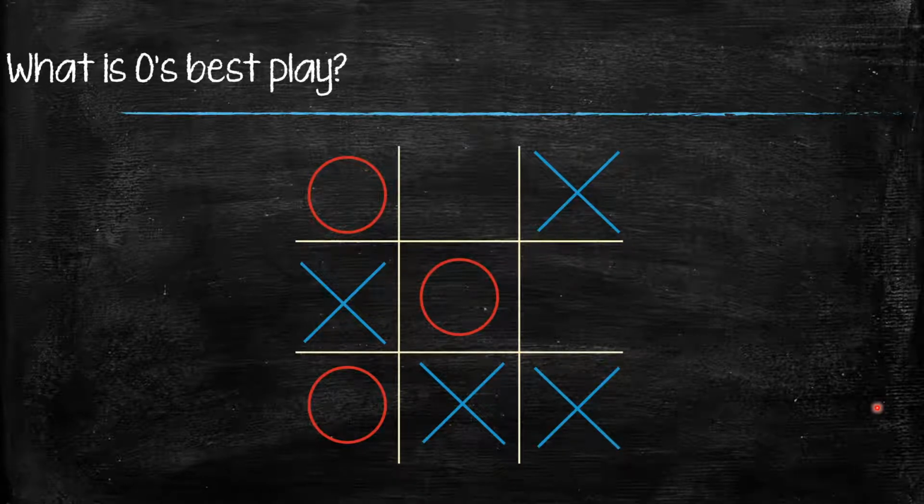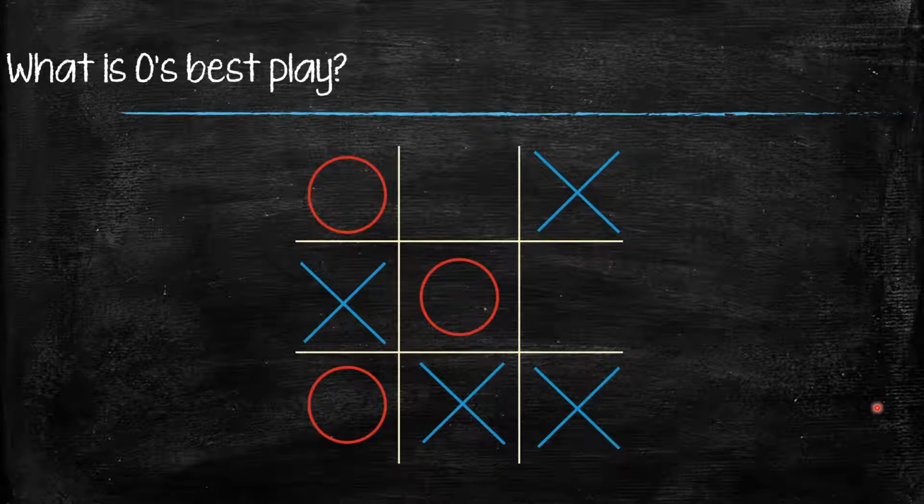So the question here is, what is O's best play in this game right now? This is O's move. They have 1 of 2 choices. Which one is the better move? And it's already been too long. You should be able to see the answer. It should be easy to see, and it's also quite easy to compute.